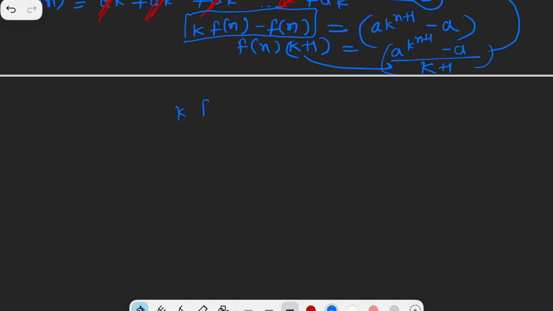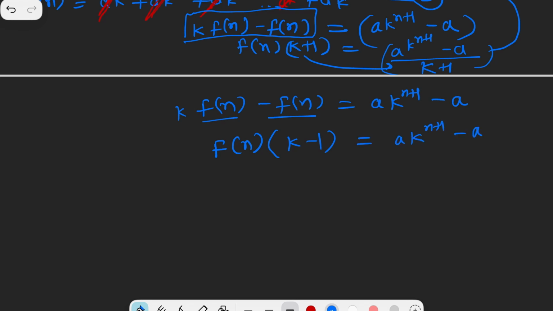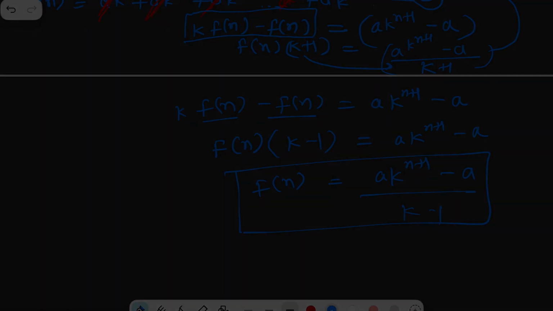So something like this, k into f of n minus f of n. You will have a into k^(n+1) minus a, right? You take this f of n common. So you have f of n into k minus 1 equal to a into k^(n+1) minus a. Now you divide the LHS and RHS by k minus 1 and you have the final result.